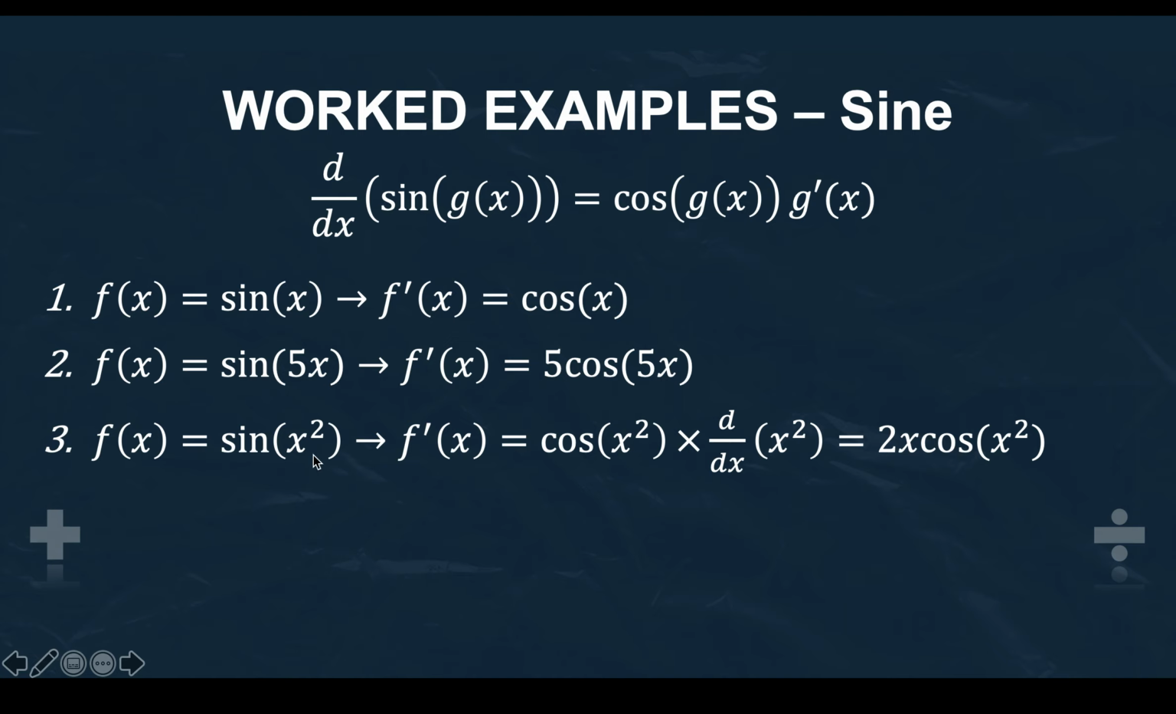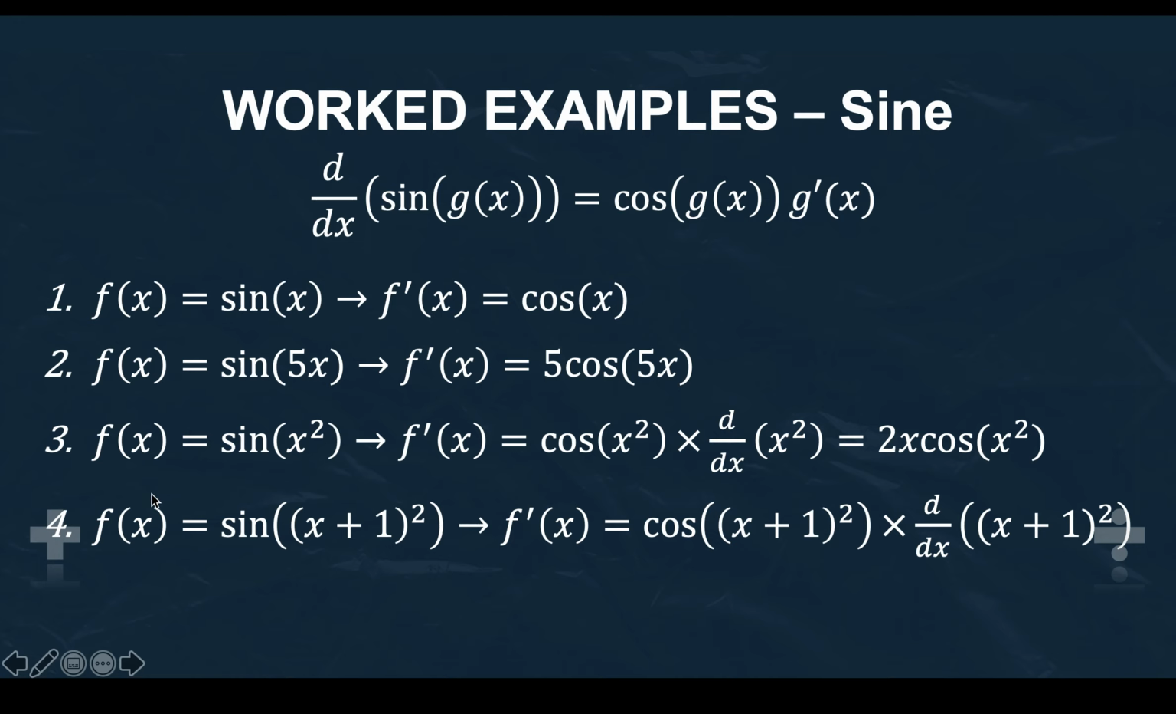Okay? Next example. f(x) equals sin x squared. In this case, g(x) is x squared. So when we get the derivative of sin x squared, we get cos x squared, which is cos g(x), times g'(x), which is the derivative of x squared, right? The derivative of x squared is just 2x, so we're left with 2x times cos x squared. Okay?